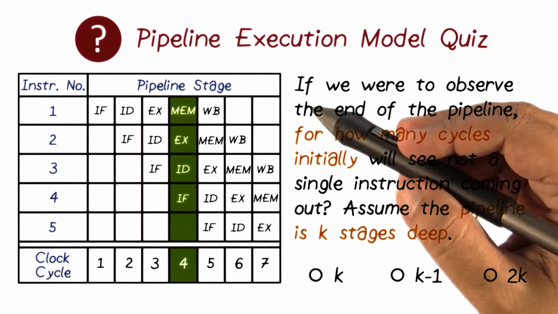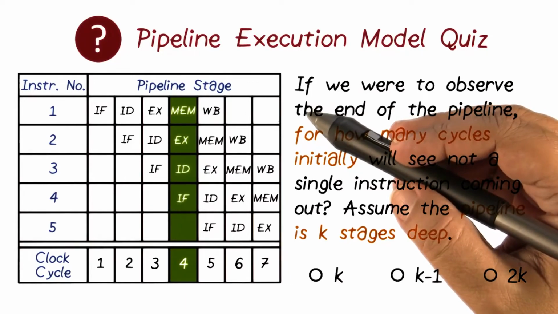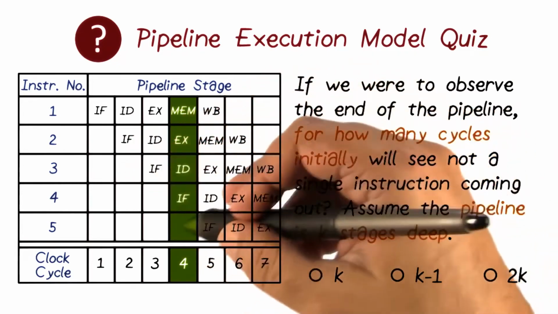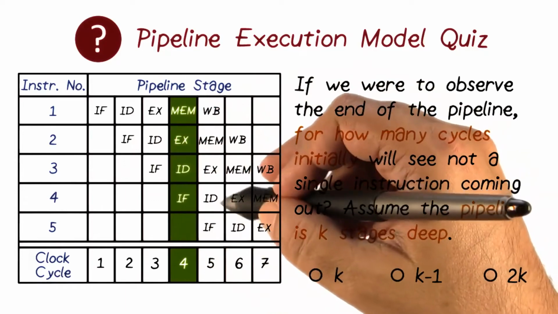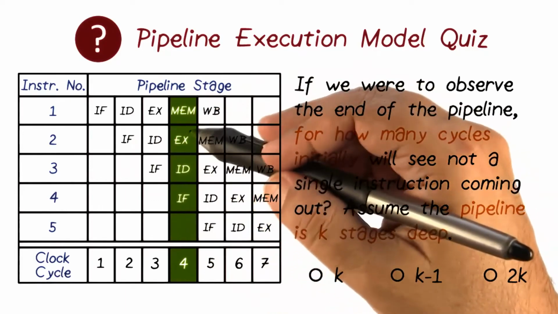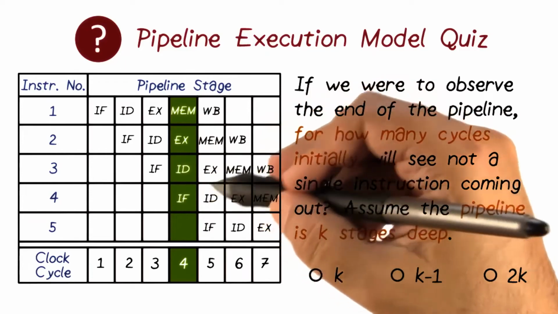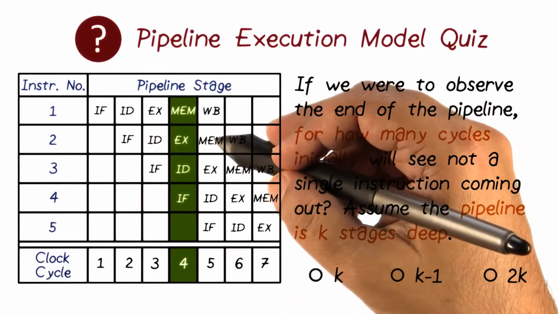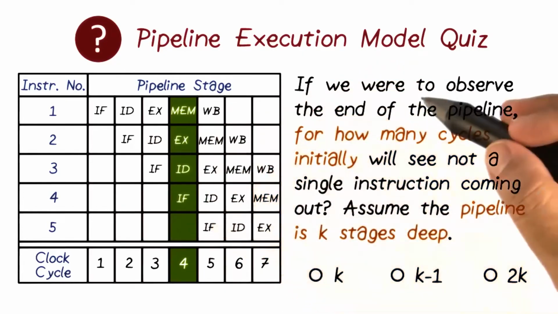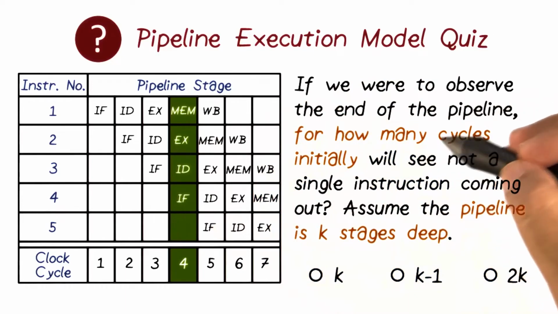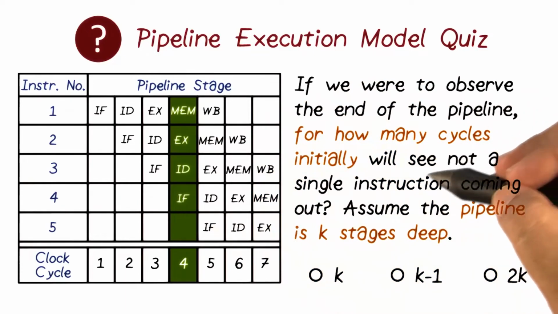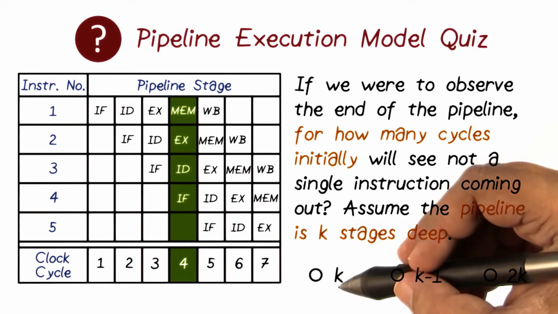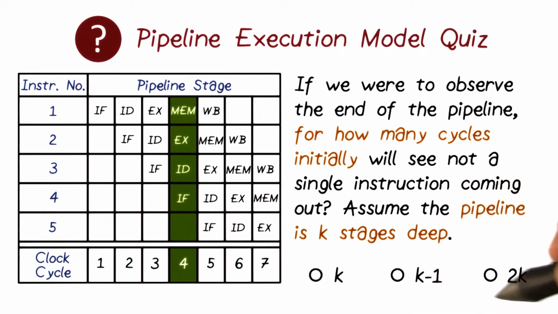Having understood the basic pipeline, now let us see if we can find out the execution of the instructions that stream through them. As you can see here, the different instructions stream through this pipeline following each other, and it does take some time to fill up the pipeline because one of them is going forward, then the second is following it, and the third is following it, and so on. And all the stages of the pipeline, which are about 5 stages here, it takes a certain number of instructions to fill them up. So our quiz is this: if we were to observe the end of the pipeline, how many cycles initially will we not see a single instruction coming out? And let's assume a k stage pipeline for a general purpose here. Is it going to be k? Is it going to be k minus 1, or is it going to be 2k?